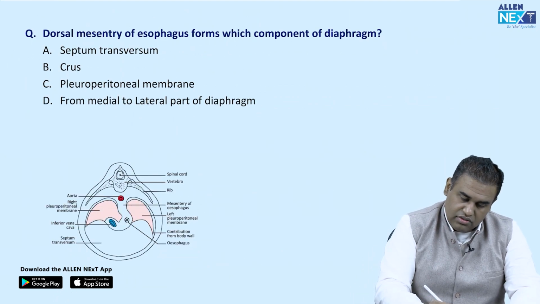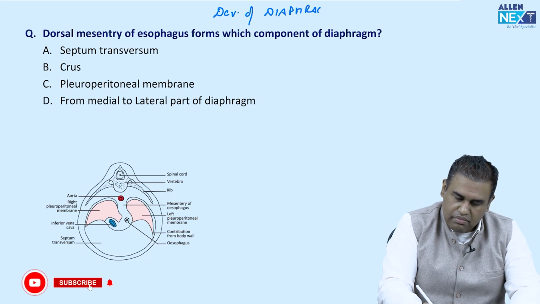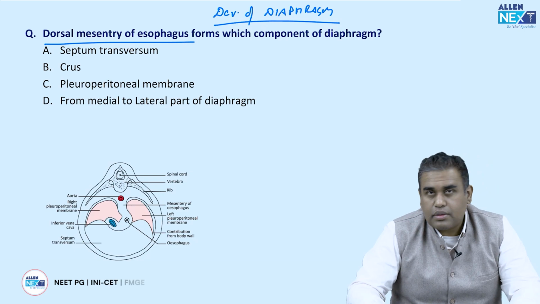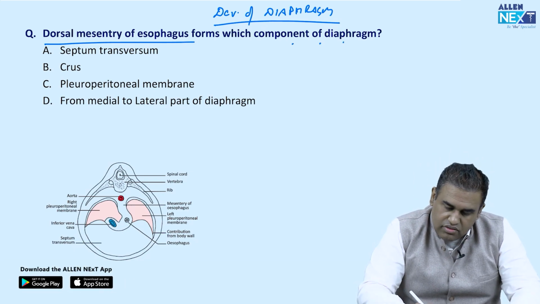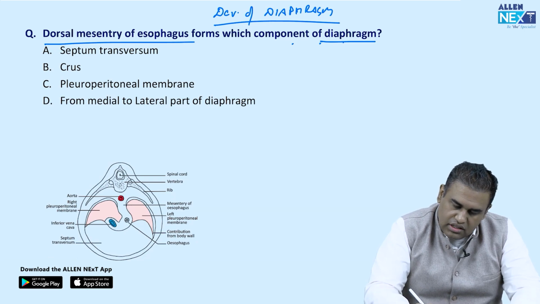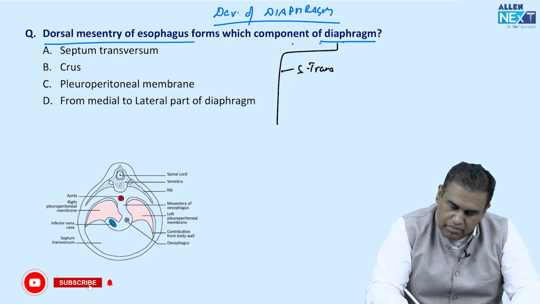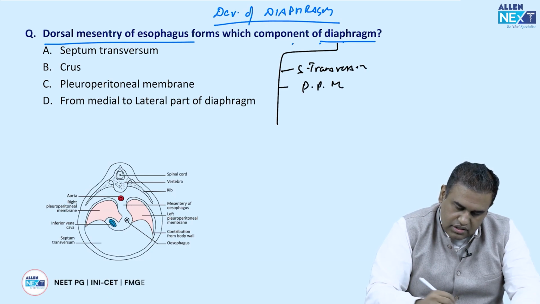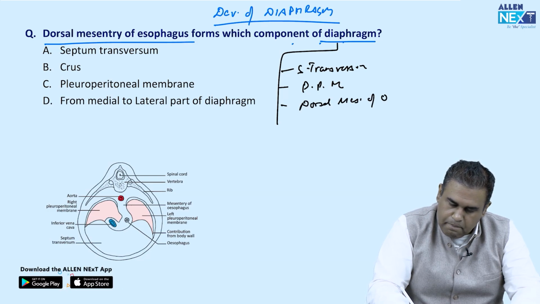Now, again, the question is from the development embryology of the diaphragm. We'll see it. They are asking, the dorsal mesentery of esophagus forms which component of the diaphragm? See, the diaphragm is formed from 4 components. We have septum transversum as option A, then pleuroperitoneal membrane as option C, then the dorsal mesentery of esophagus, and finally the cervical somites.